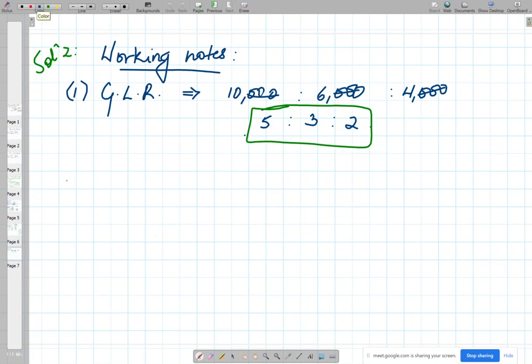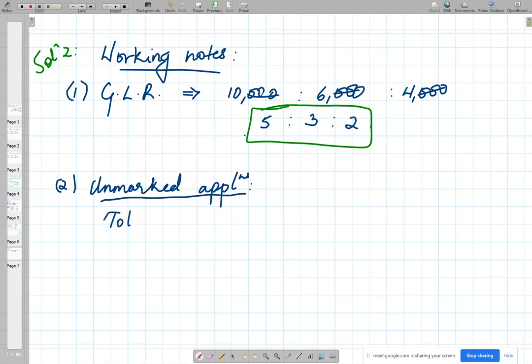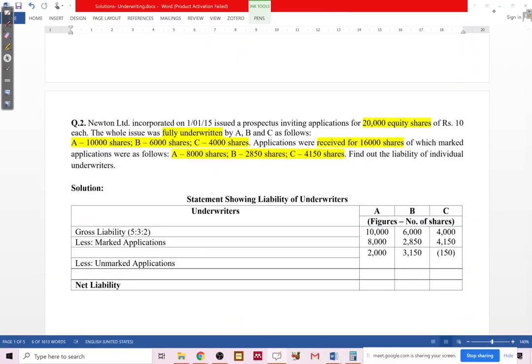Second working note, unmarked applications. This is what we're going to calculate. Fine. So how do we start? Total applications received. Now we are doing a sorting type of work. Okay, we got all our applications and we are going to sort them based on how many are marked, how many are unmarked. So what does it say?